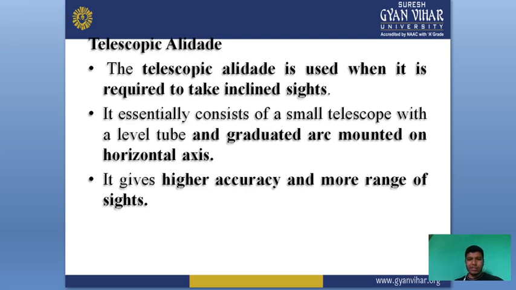And the telescopic alidade is used when it is required to take inclined sights. It essentially consists of a small telescope with a level tube and graduated arc, mounted on a horizontal axis. It gives higher accuracy and more range of sights.